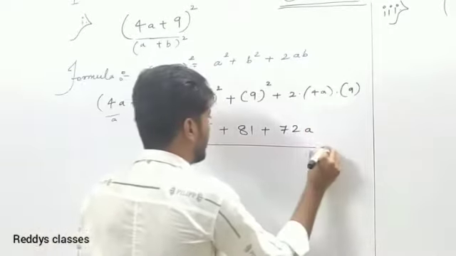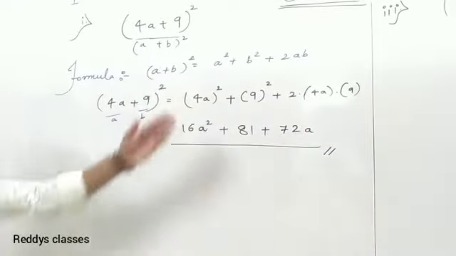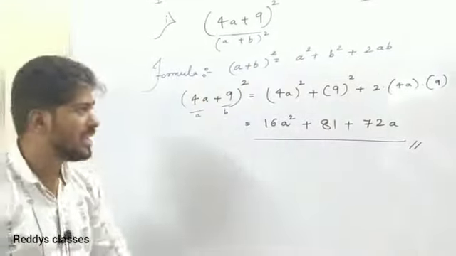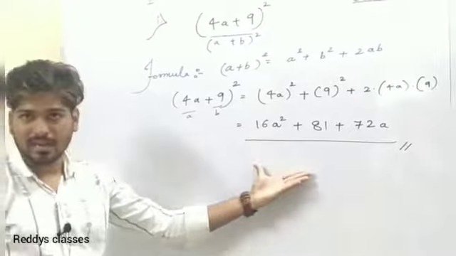72a, and we have the required answer here. That is it. A plus b the whole square is a square plus b square plus 2ab. We use this formula and we got the answer.